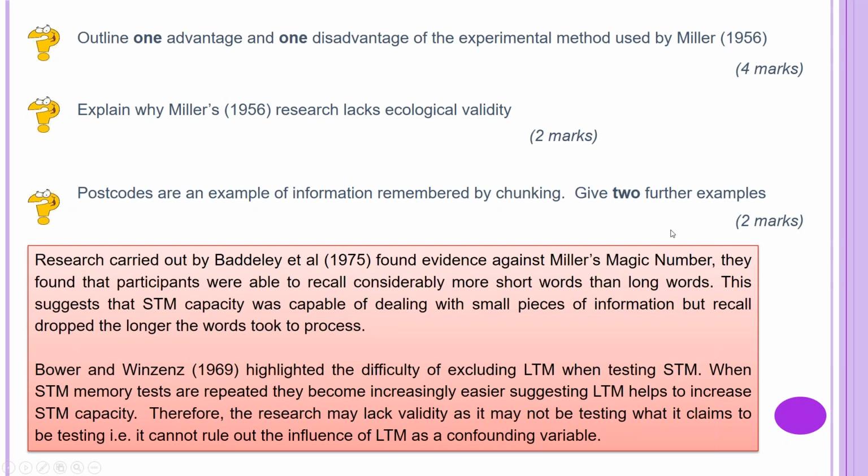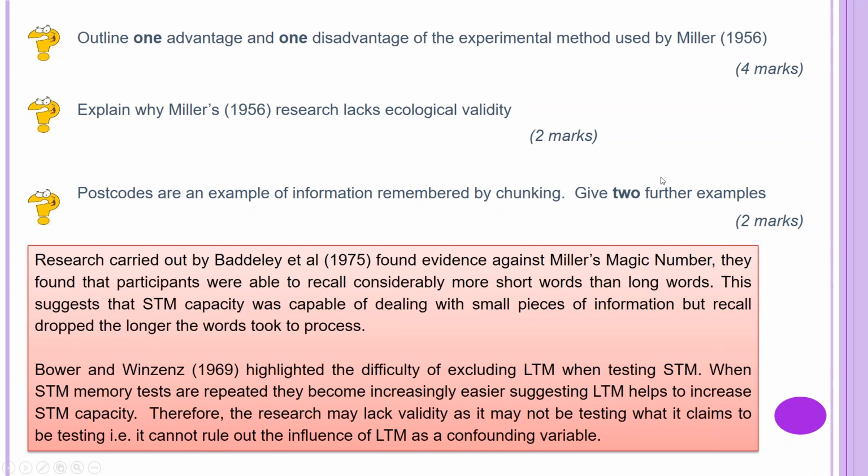Explain why Miller's 1956 research lacks ecological validity. Okay, 2 marks here. For a clear explanation: the task of repeating random numbers in Miller's 1956 study is not typical of real life. As a lab setting, it is artificial, therefore lacks ecological validity, so it can be criticised for being low in external validity, i.e. not testing what it should be testing, making it hard to generalise the findings.